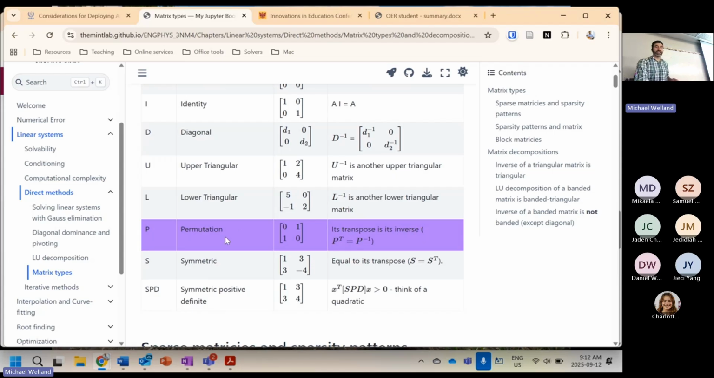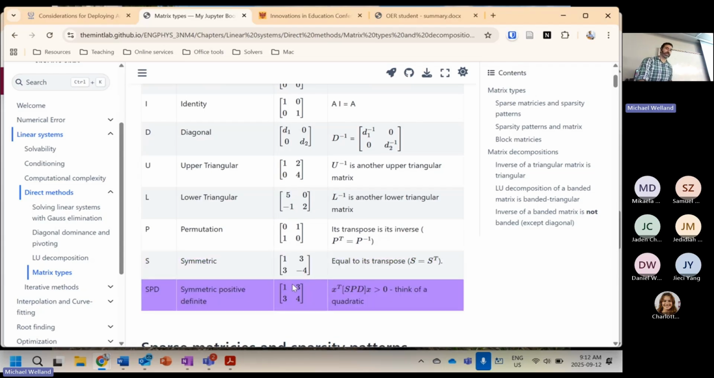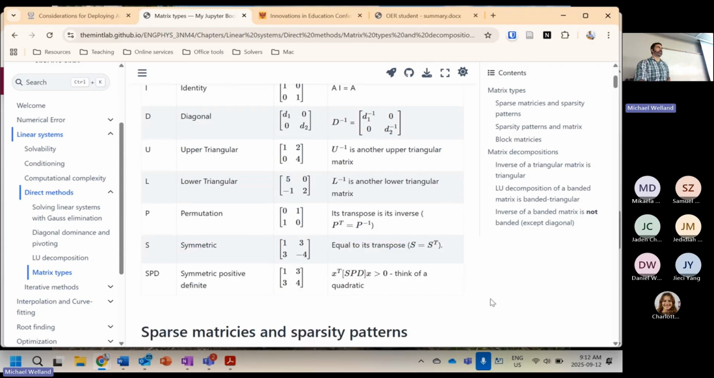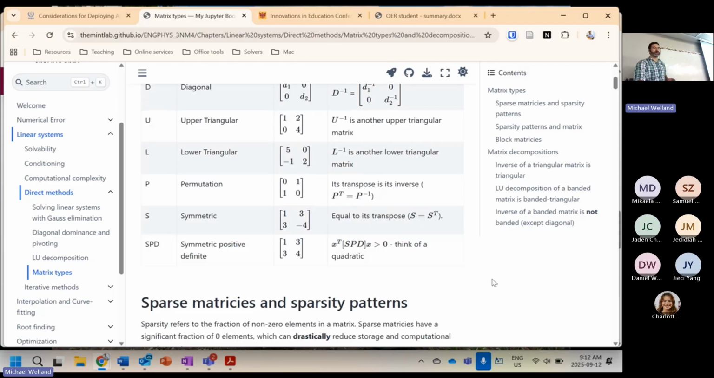Permutation matrix is one of these matrices where you end up swapping the rows. A nice thing about that is that the transpose is the inverse. Those two are actually related. Symmetric literally means everything on top of the diagonal is the same as below. And symmetric positive definite, we're going to talk about when we talk about conjugate gradient, iterative methods, has this nice property. You can imagine that as a quadratic, for example. We'll talk about that one later.